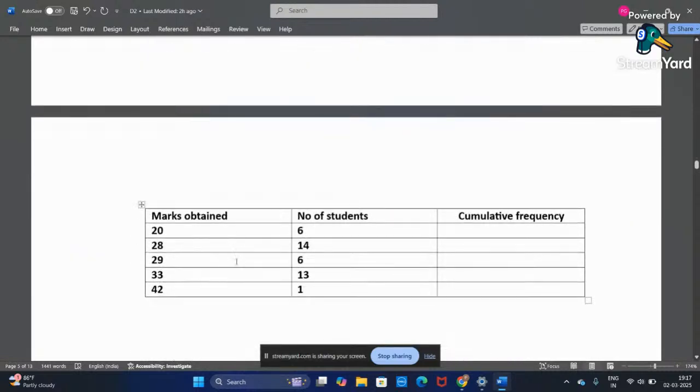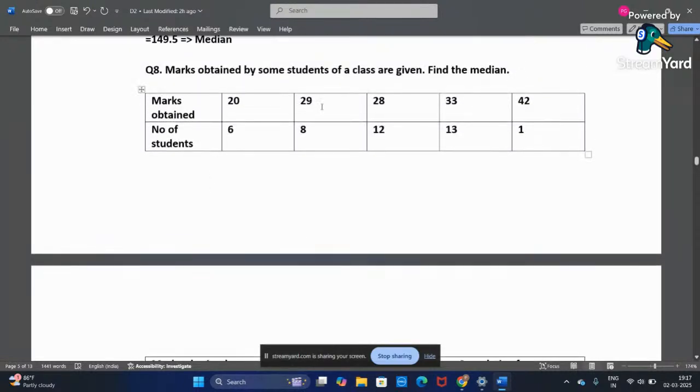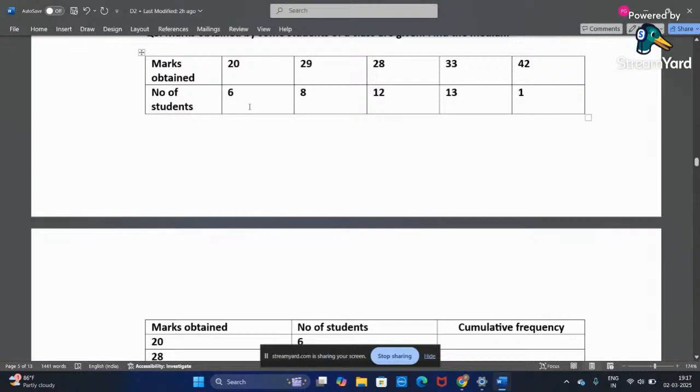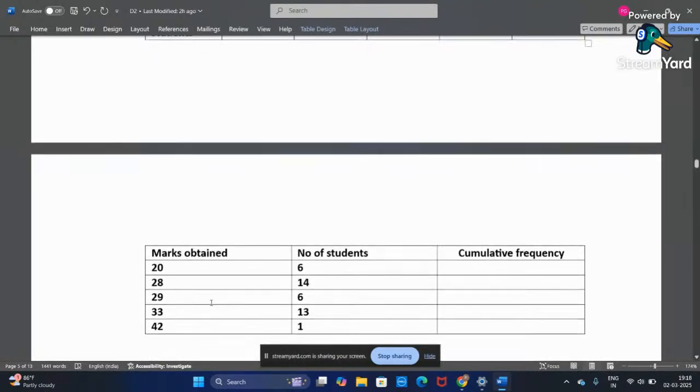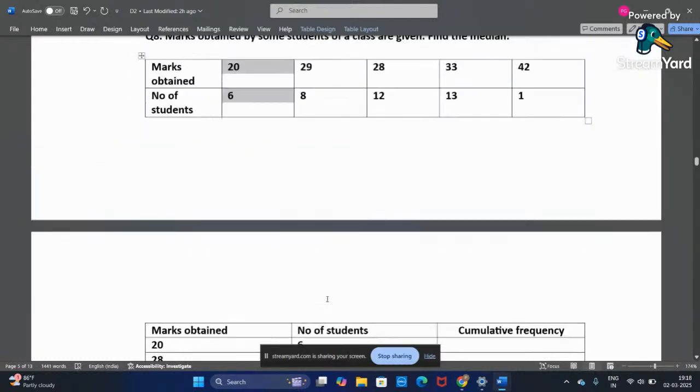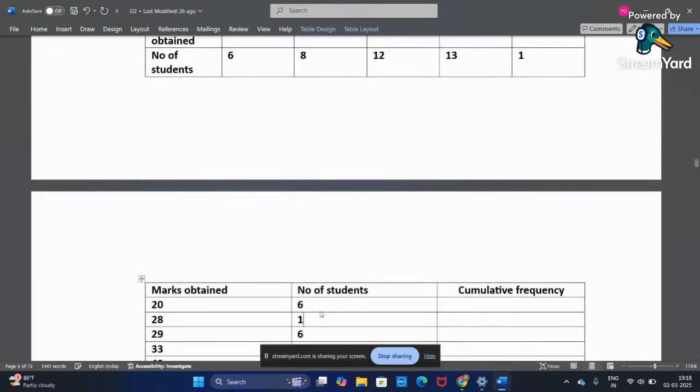So here I have arranged the marks and the number of students accordingly. Here 20, 29, 28, 33, 42, 42. This is how they have given it, in a random way. First we have to arrange, so I have arranged in ascending order. In the same way, for 20, the number of students is 6. The marks obtained by these 6 students is 20. So I've written it here. For 28 it is 12.